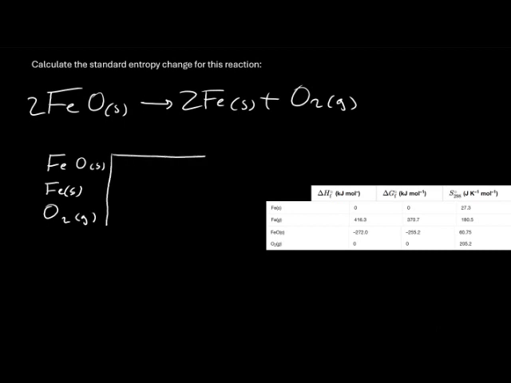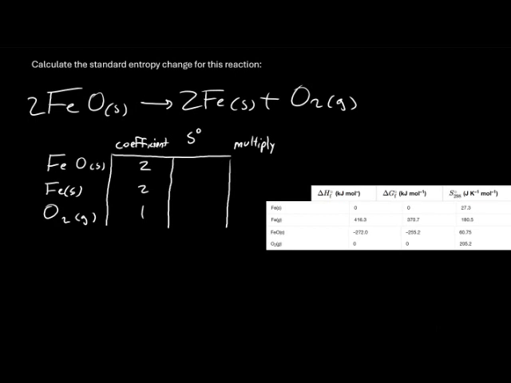Now in our table, we are going to write the coefficient in the first column, and then we are going to write the standard entropy, represented with the S with the degrees symbol on it, in the second column. In the third column, we multiply those two numbers. If we look at our equation, FeO solid has a coefficient of 2, Fe solid also a coefficient of 2, O2 has a coefficient of 1.